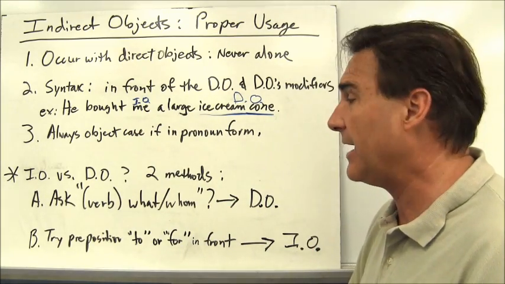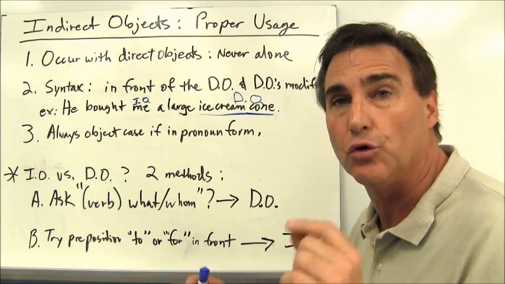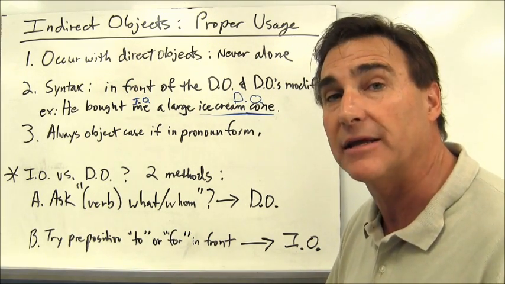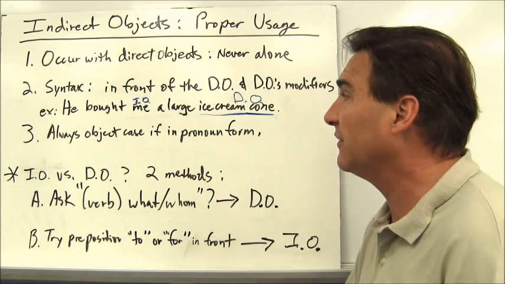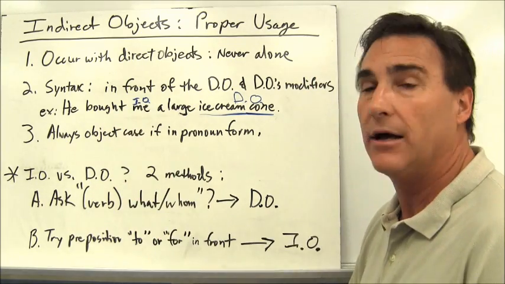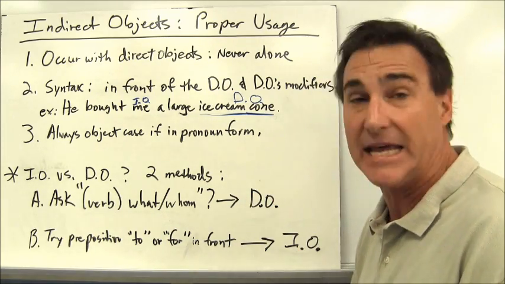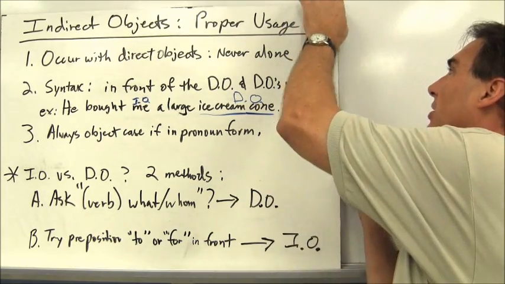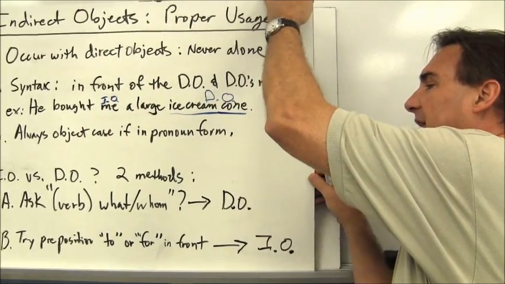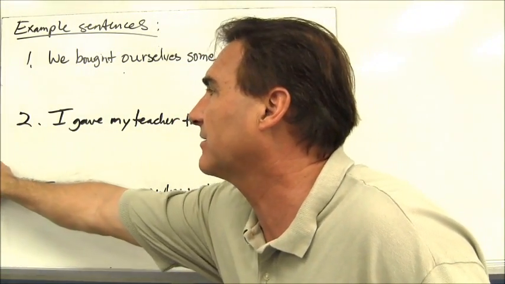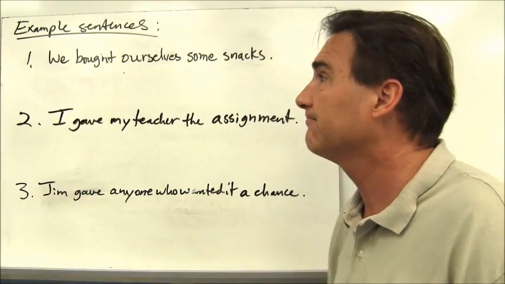Or we can work the other way and try to preposition a to or a for in front of the noun we suspect of being the indirect object. In this case, we could have said, he bought for me a large ice cream cone. And if that works, then we know we've found the indirect object. Okay? Let's look at 3 example sentences and see if we can use our skills now to find the indirect objects using those diagnostic questions.